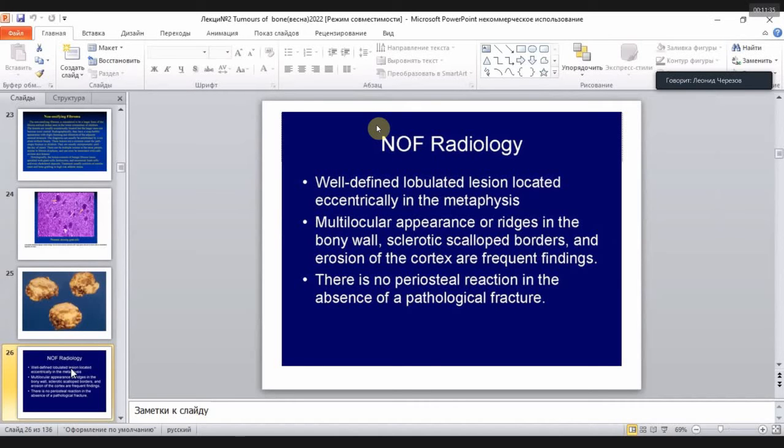A well-defined lobulated lesion located eccentrically in the metaphysis. Ridges in the bony wall, sclerotic borders, and erosion of the cortex are frequent findings. There is no periosteal reaction in the absence of a pathological fracture.